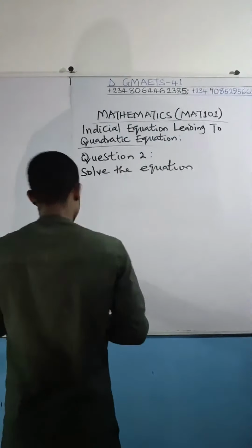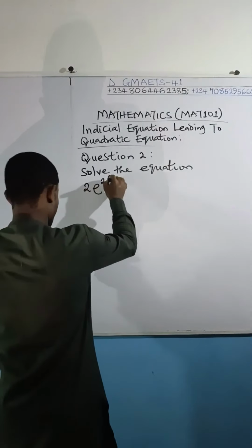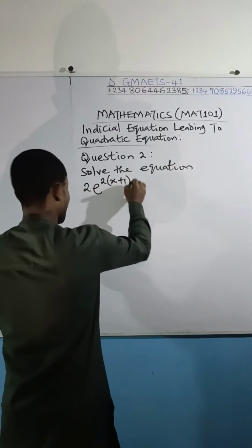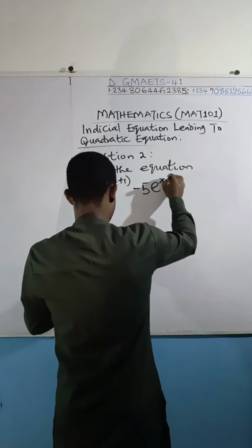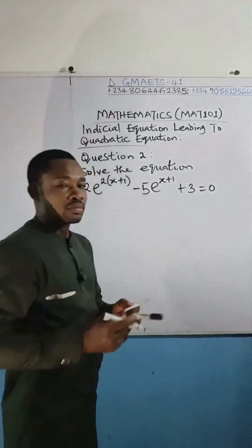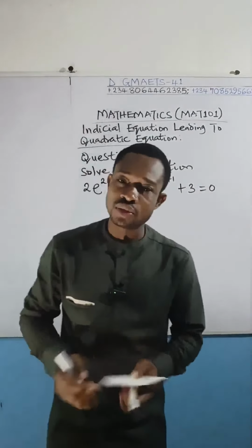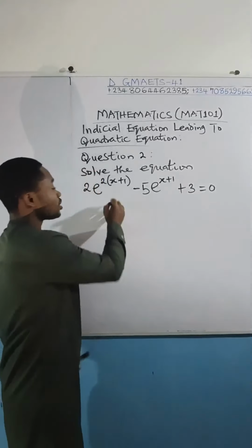Question number 2. Solve the equation 2 exponential 2 bracket x plus 1, and then minus 5 exponential x plus 1, and then plus 3 equal to 0. So that's the second question we are to solve. And this is quite simple.